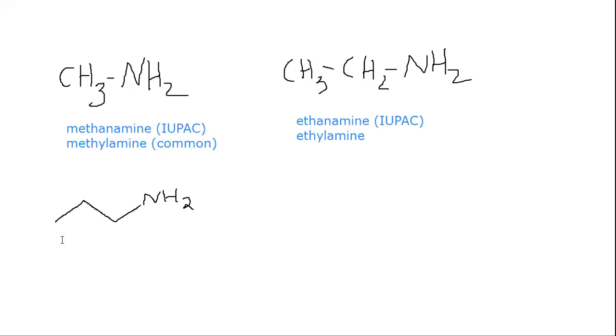So the name of this compound is propane. Now I'm replacing this with amine. So the IUPAC name is going to be propanamine. As an alkyl group, it's called propyl. So the common name becomes propylamine.